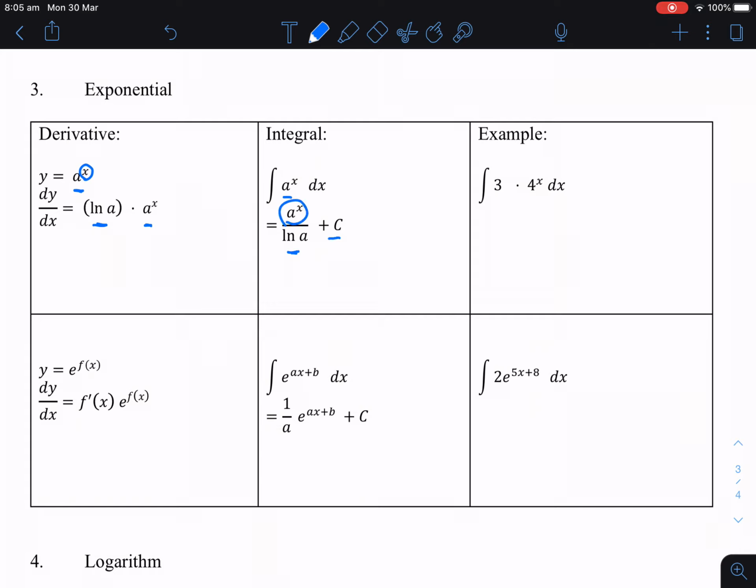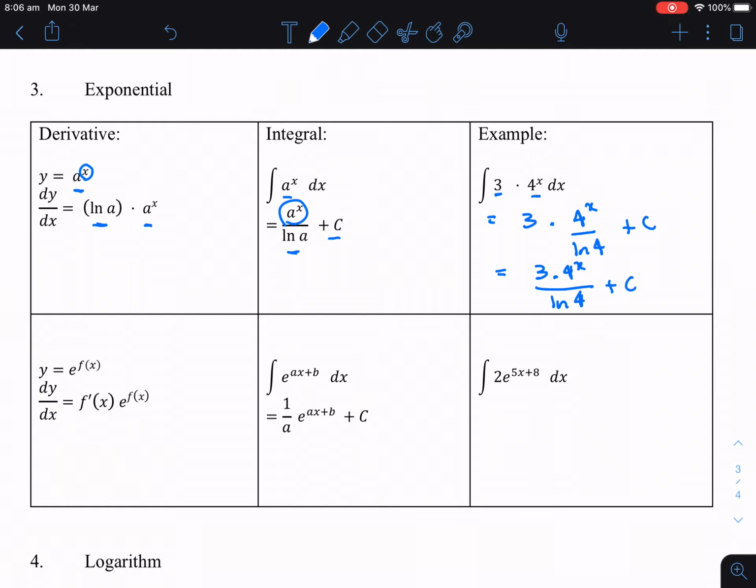So if we look at our example, the 3 is just a constant. That doesn't have any effect on it. We're going to integrate 4 to the power of x. So the integral of this one would be the 4 to the power of x, and then we're going to put that over natural log of 4 plus the constant. And we could write it as 3 times 4 to the power of x over natural log of 4 if we want to clean it up in that respect.